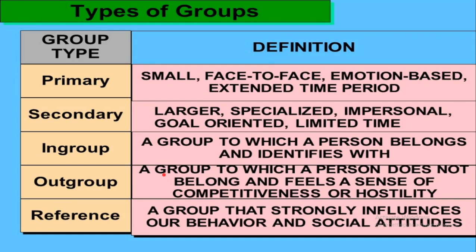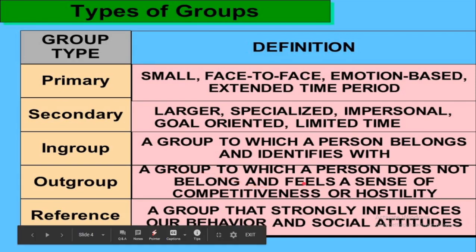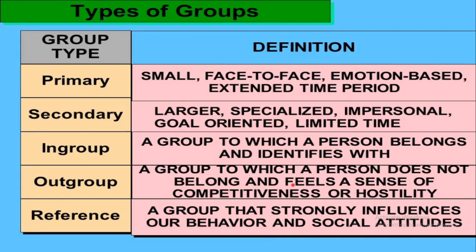So where the person does not belong and feels a sense of competitiveness and hostility. In this group, the person does not belong at all, and rather the person feels a sense of disagreement with this group. So this is called out group.